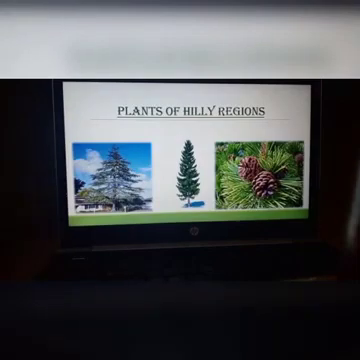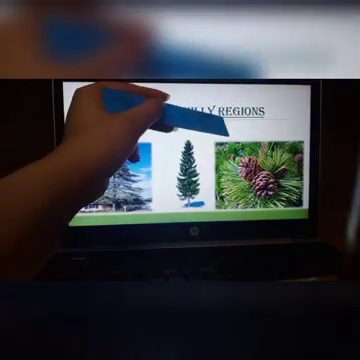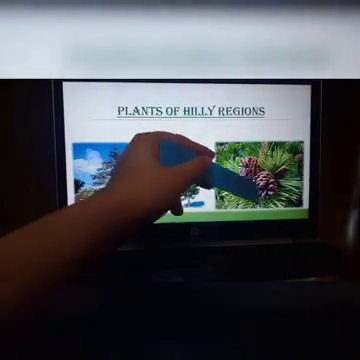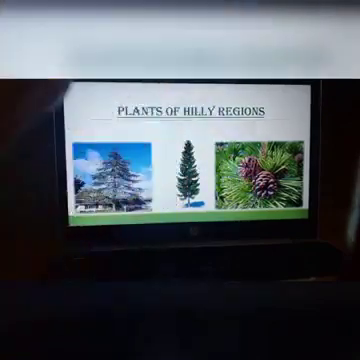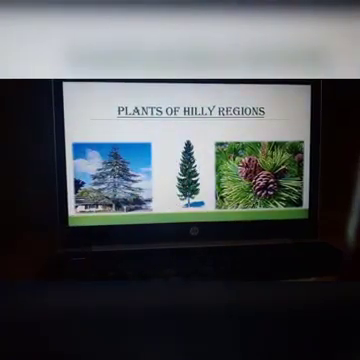Means normally the plants around you can see there are too many flowers, but in the plants of hilly regions they produce cones, and this shape is called cone. And the tea plants are also there. Tea plants are the plants that grow in a slopes of hill. So because of hill they got plenty of water, but because of the slope they didn't get the stagnant water.